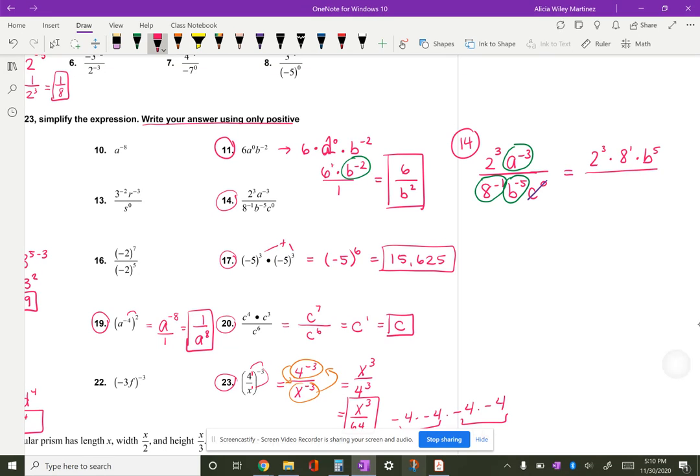By moving them to the denominator, it makes those exponents positive. Remember that this is canceled out because it's 1, so the 0 power is 1. A to the negative 3 is coming downstairs because it needs to be positive.